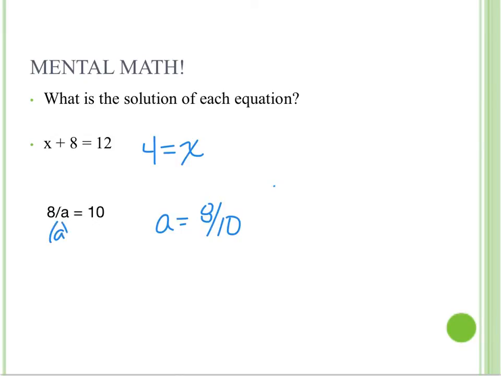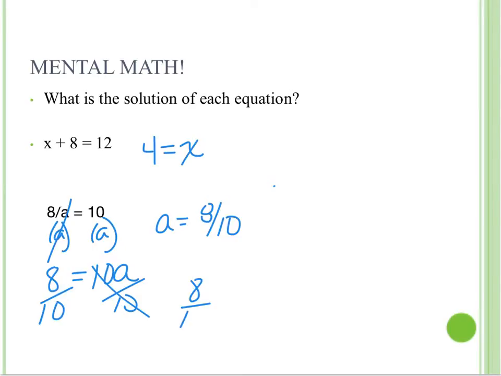To get A by itself, I'm going to multiply both sides by A. And what that does is cancel this side out, giving me 8 equals 10A. And it got A out of the denominator. Now I'm going to divide by 10. And you'll see I now have A in the numerator where it can be by itself and equal, in this case, a fraction.